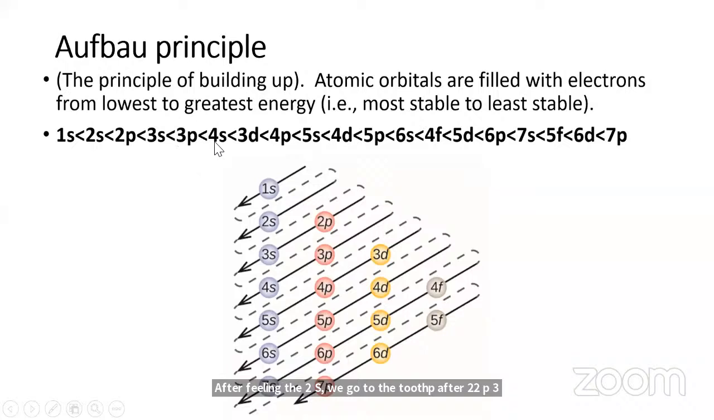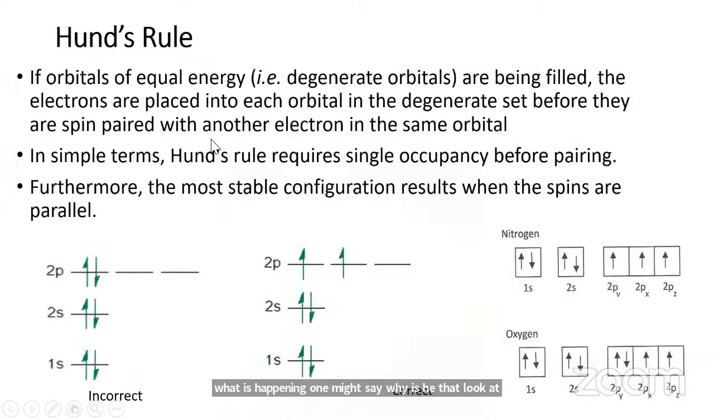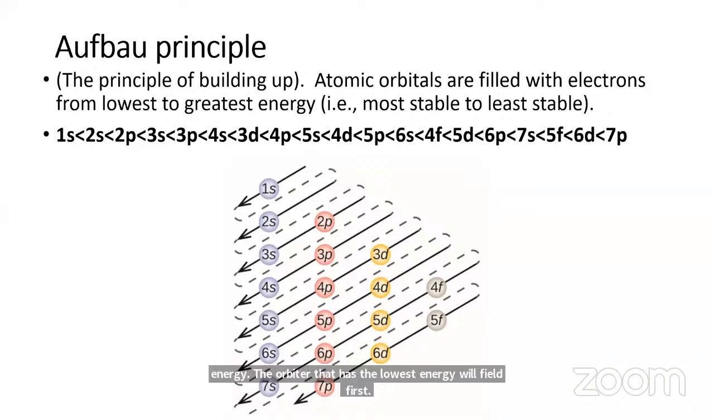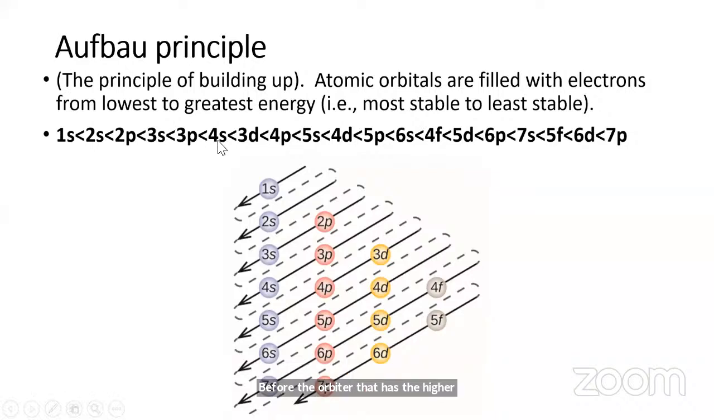Now, if you look at what is happening, one might ask why we are not filling the 3d before the 4s. Listen to me. These electrons are filled in the orbitals based on energy. The orbital that has the lowest energy will be filled first before the orbital that has the higher energy. Now, the 4s orbital at the ground state has a lower energy than the 3d orbital. So electrons are accommodated in the 4s orbital before moving to the 3d orbitals.